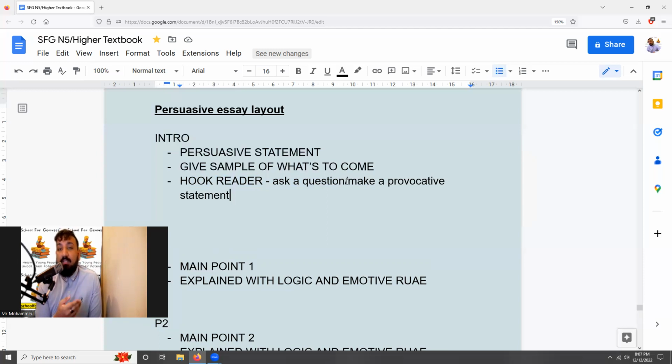So again, the easiest way to do this is just to ask a question. Just ask a question that they're going to want to know the answer to, and to find the answer out, they're going to have to read more. The other way to do this is to make some form of statement which will make some kind of impact on them, some sentence which will either make them shocked, make them angry, make them want to read more, anything that makes some kind of impact. Okay.